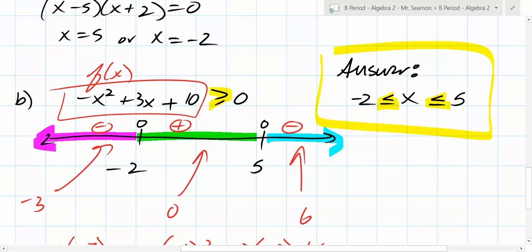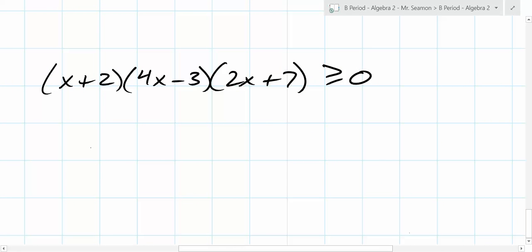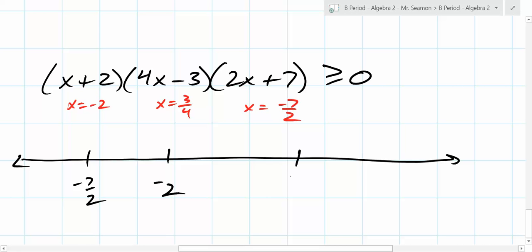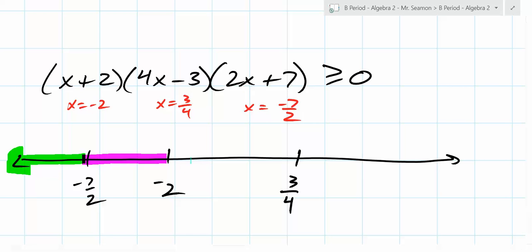Be very careful. How many regions are we going to have on this one? Nope. 4 of them. So for this one, x is equal to -2, x is equal to 3/4, and x is equal to -7/2. So there are 4 different numbers. There's -7/2, there's -2, and there's what? 3/4. So how many regions are there? 1, 2, 3, and 4 of them. There they are. That's where they equal 0.